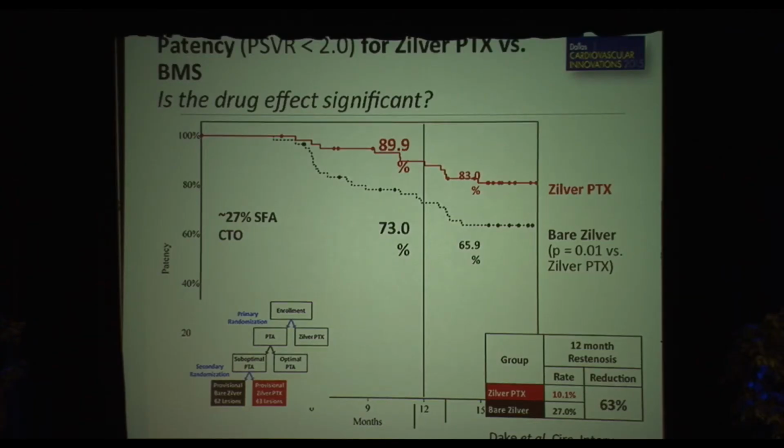I'm going to address two therapeutic devices. On this slide is the drug-coated stent data from the Zilver PTX trial. It is increasing in use, and it is loaded with paclitaxel, as you can see. In this study, there were only 27% of CTOs. However, for intermediate to moderate complexity of lesions, drug-coated stents did better than bare metal stents.